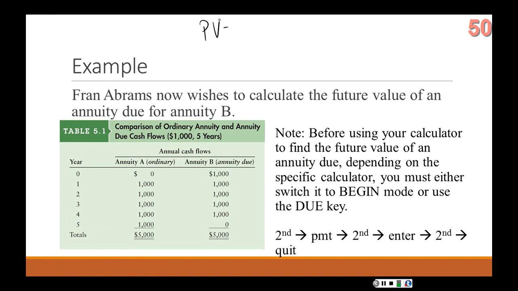So the present value is 0. We're wanting to calculate the future value. N is 5. The interest rate here, we're going to assume is the same interest rate, which was 7. And the payment is $1,000.